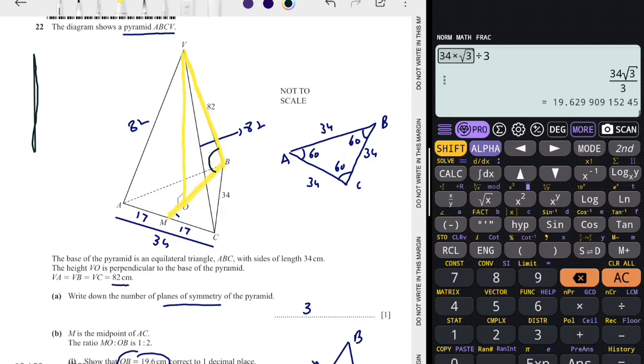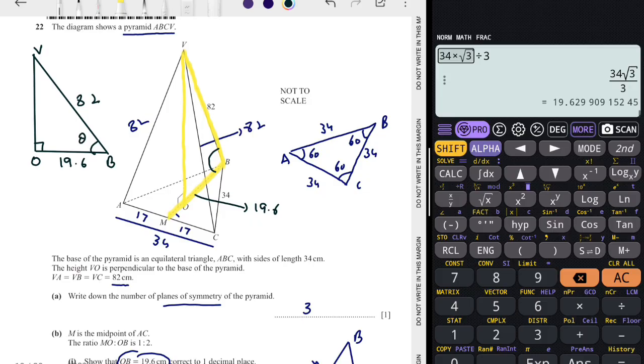So that would be, let me draw a diagram here. Students, you have to show working in the space provided. I'm just drawing the diagram here for you. So this is VO and this is B, and the VB side is 82, and OB we have already shown, that is 19.6. So here would be 19.6, and we have to find out this angle theta.